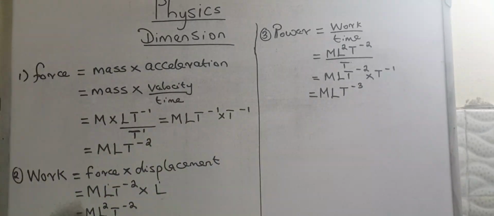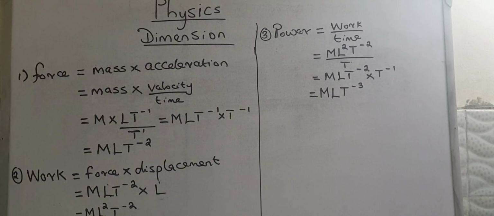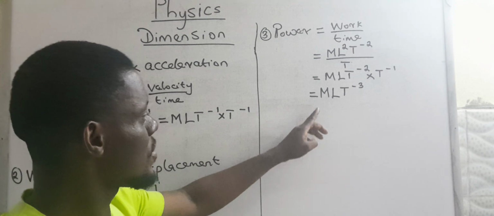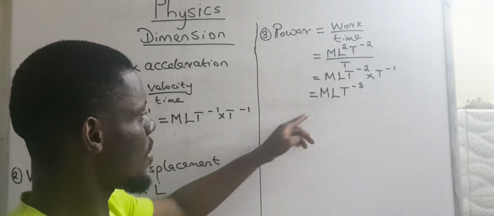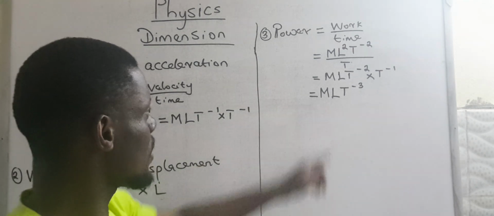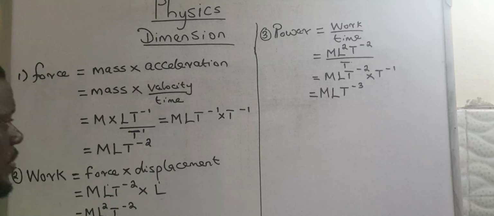Now you can go back to our previous lesson where we discussed derived quantities and their units. You find out that the unit of power is the same. Sorry, it's not the same. So from the units of power, you can obtain the dimension of power. You can check that for yourself.